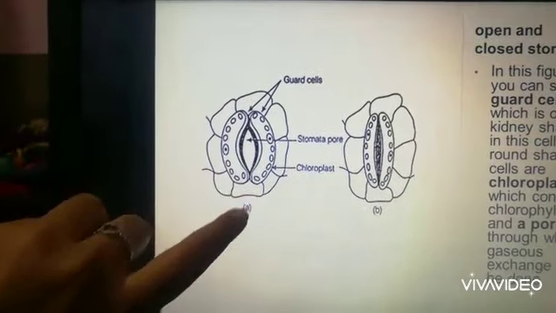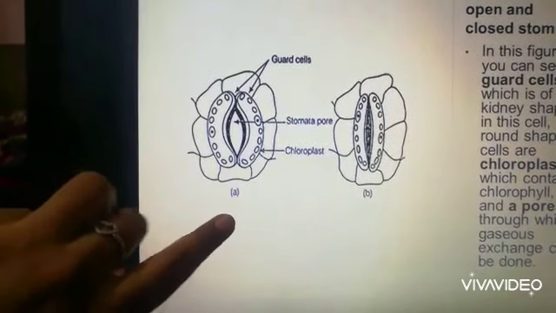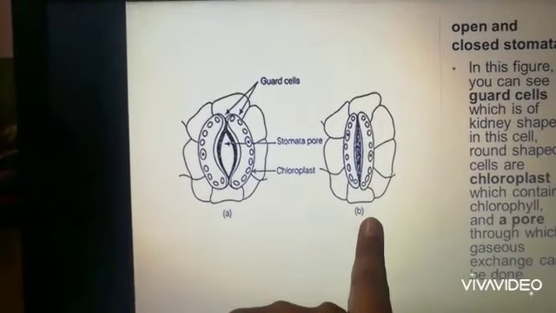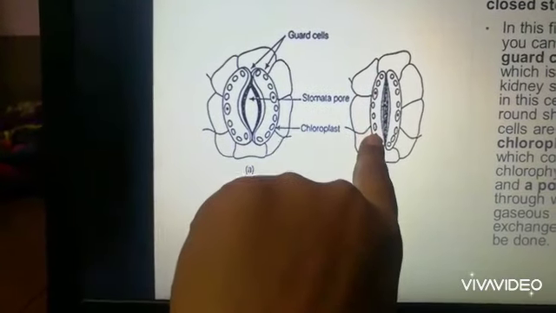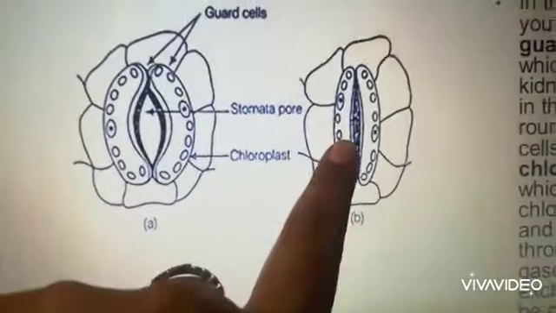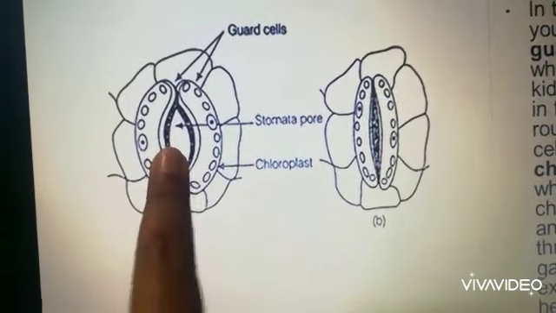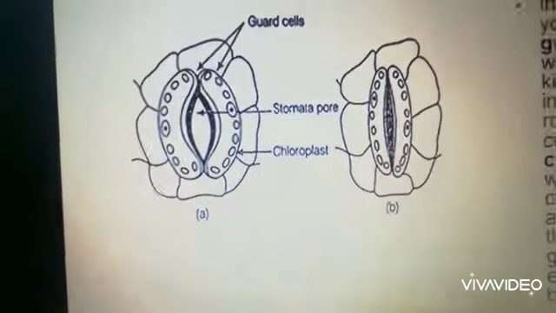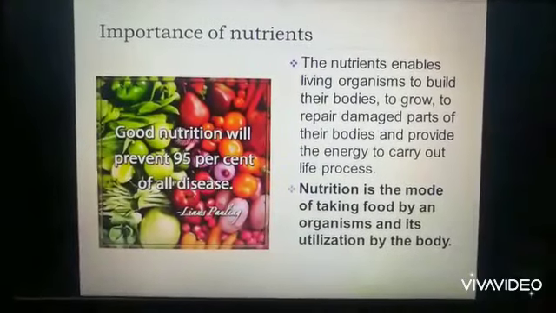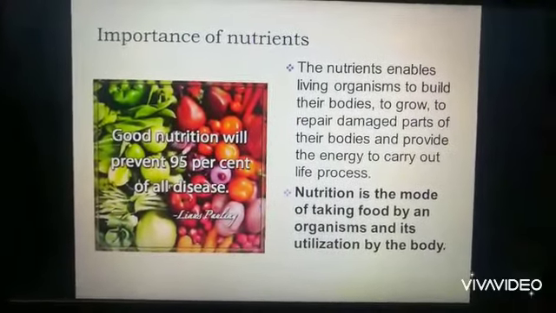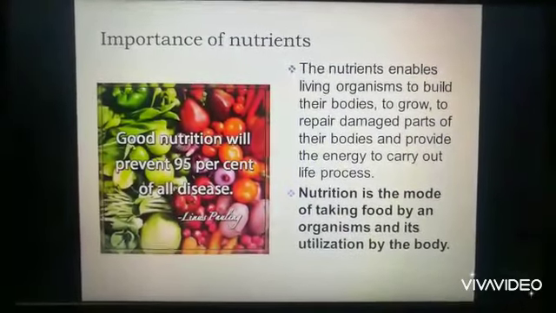It means this is called as open stomata. Figure A, that is called as open stomata. Figure B, these cells shrink so that there is no space inside. You can clearly see this, as compared to this, here there is much space and here there is no space. So once you take the nutritive food in your body, afterwards it has to be utilized in the body to repair the damaged part, for growing of the body or to get energy.